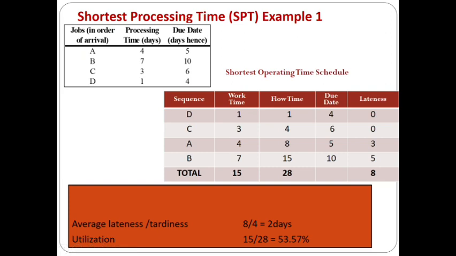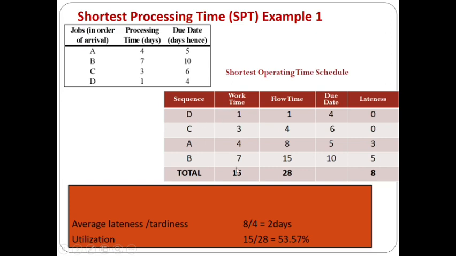Shortest processing time first. So the shortest processing time among this is 1, which is for the job D. So we have just sequenced this job first. Next shortest processing time is 3. This is for C. So C is here. And next is A and then B. So we have found out the optimum sequence. Accordingly, we just arrived at the particular table.